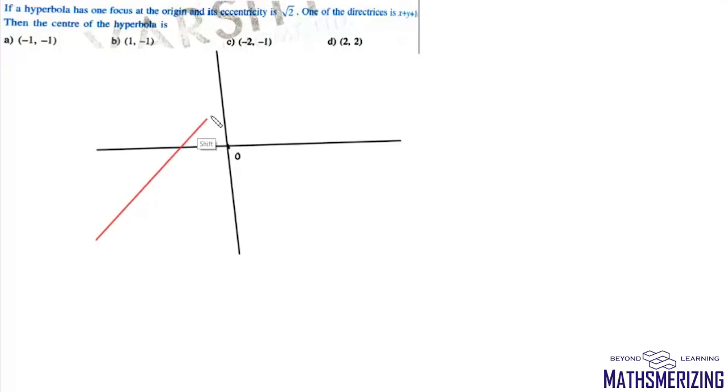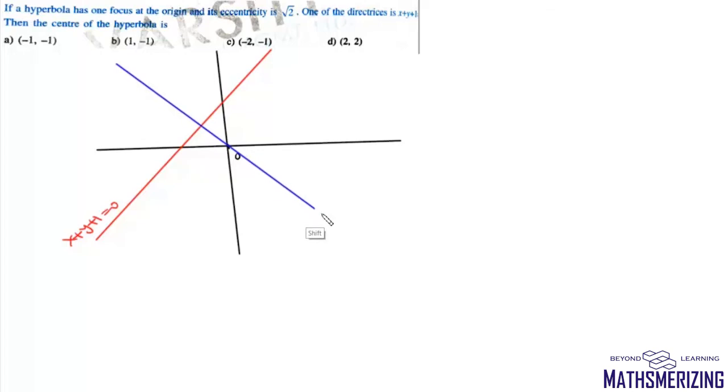Now here the question is, if a hyperbola has one focus at the origin and its eccentricity is root 2 and one of the directrix is x plus y plus 1 equals 0, then we need to find the center of the hyperbola. So we have this hyperbola whose focus is at the origin and whose directrix is x plus y plus 1 equals 0. This is the directrix. Now we need to find the center of this hyperbola.